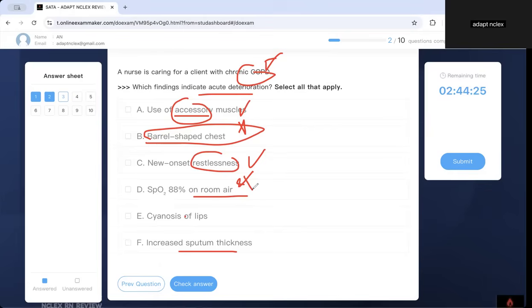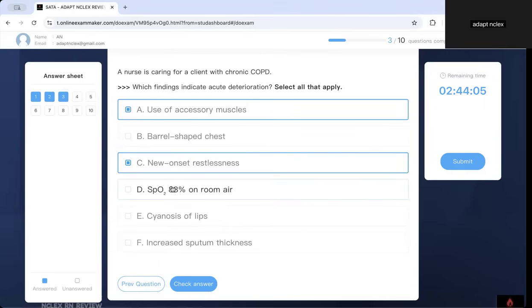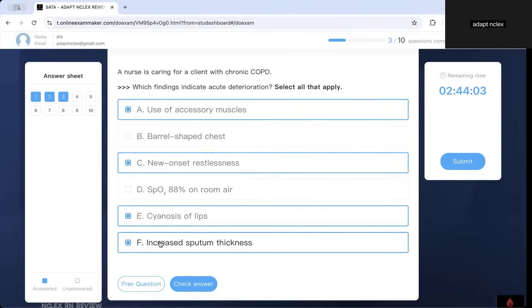The lips are blue, cyanosis, of course, no argument about it. And if you're making a bunch of secretions, probably you're having an exacerbation, like bronchitis. They may be having an infection. So that will be taken. And you can see how we can analyze each question by using good old common sense and the content we know to answer this question.